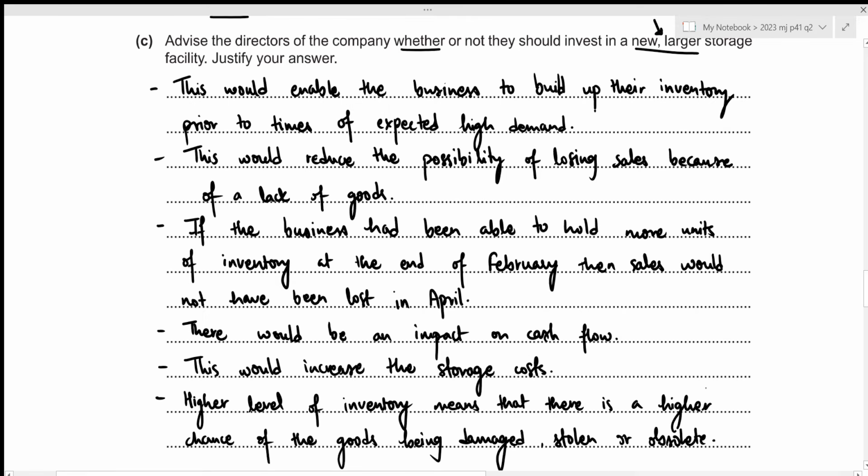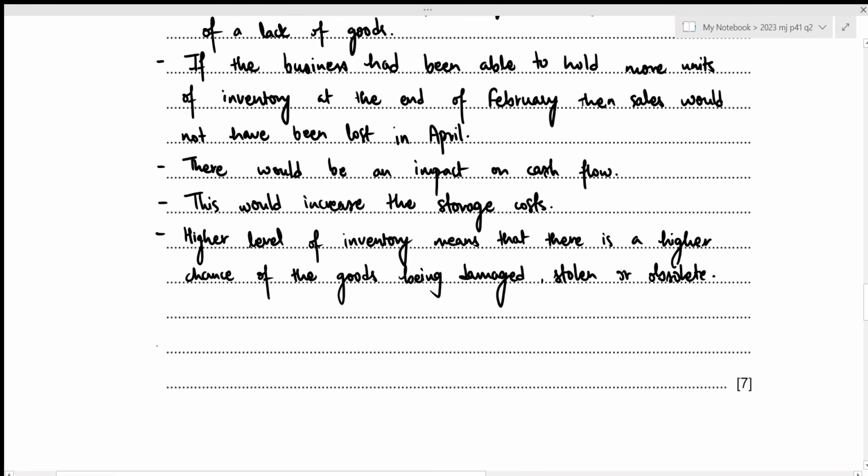directors of the company whether or not they should invest in a new, larger storage facility. So personally, I would suggest the directors not to invest in a new, larger storage facility, because if our demand falls and then we have a higher level of inventory, it will just result in unnecessary costs. Let's write it down.